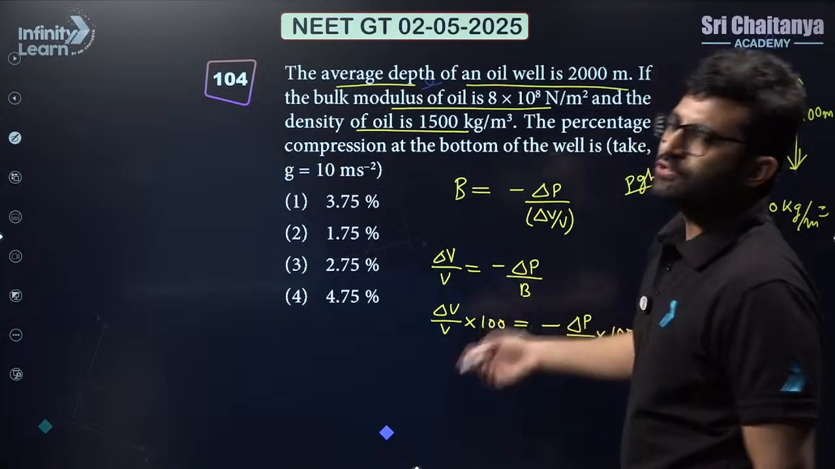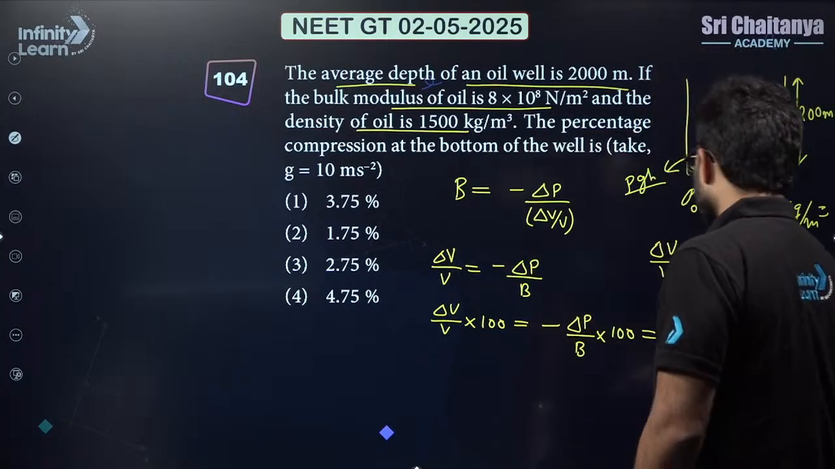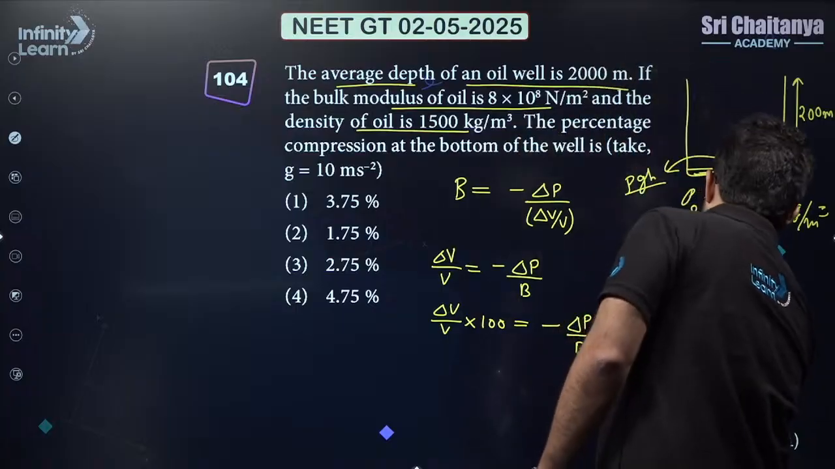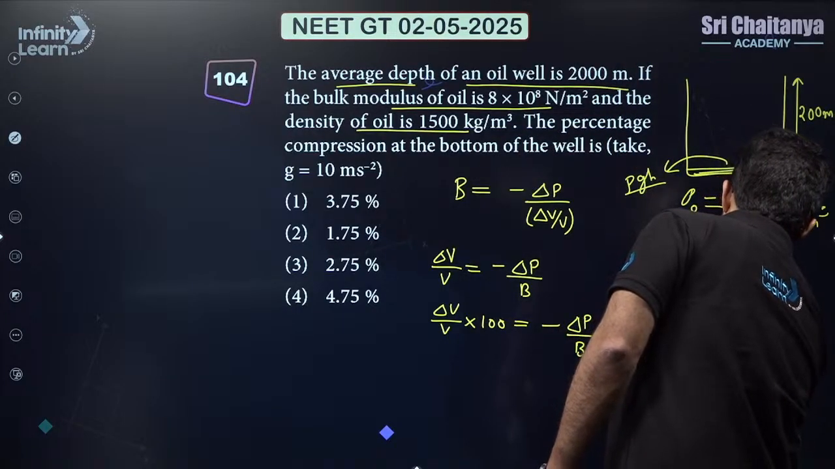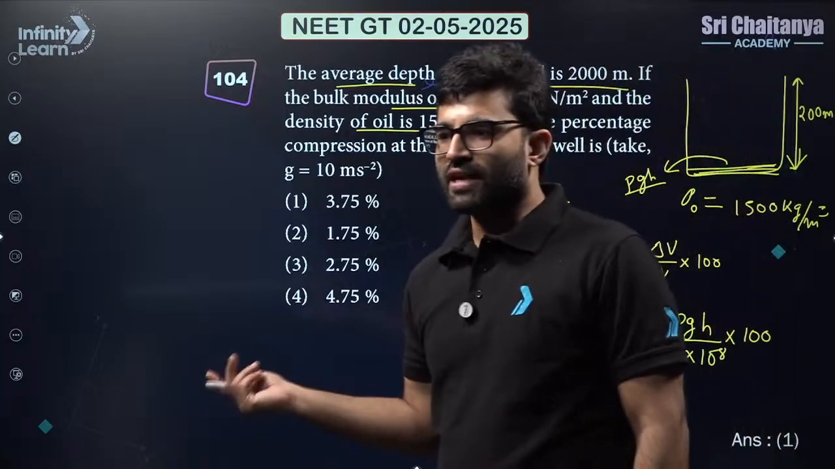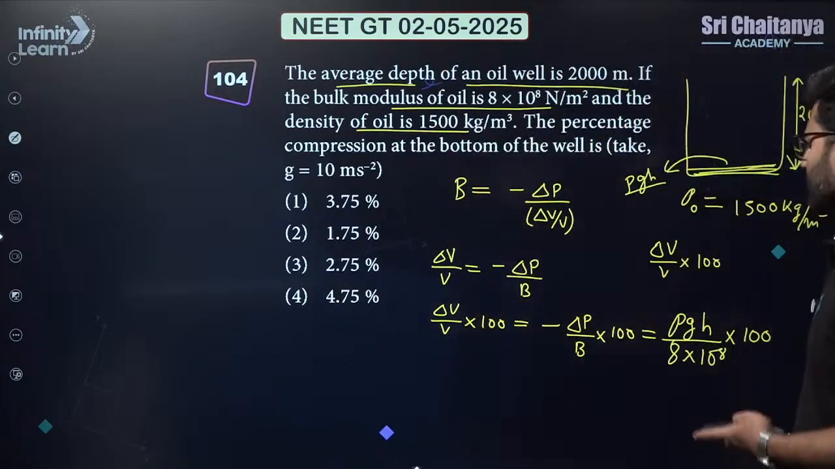So minus is just showing you that it is a compression, right? So I'm ignoring minus for now. B, what is B here? B is 8 into 10 to the power 8 into 100. Can you just put the values of rho G and H and calculate the answer? Fairly simple, right? So let us move forward.